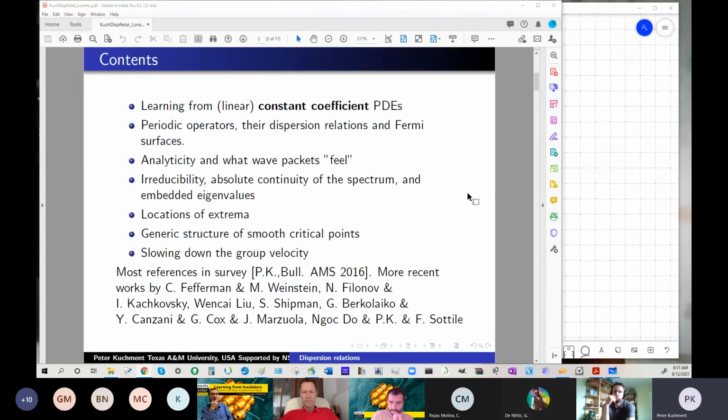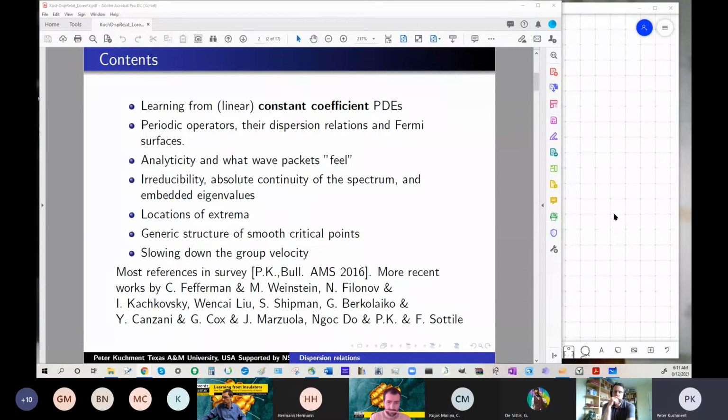So first of all, what I want to cover: to add insult to injury, I will start from elementary school, although it would be unnecessary in this audience. I mentioned the case of constant coefficient equations. Then I shift to periodic operators. And then I will discuss essentially analytic, rather than topological, properties of dispersion relations and Fermi surfaces.